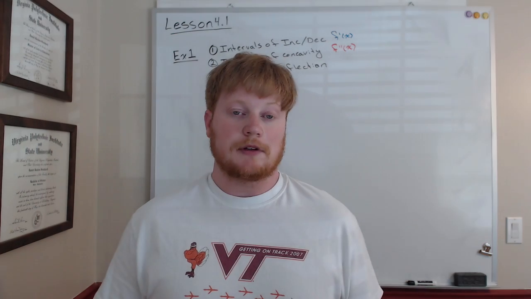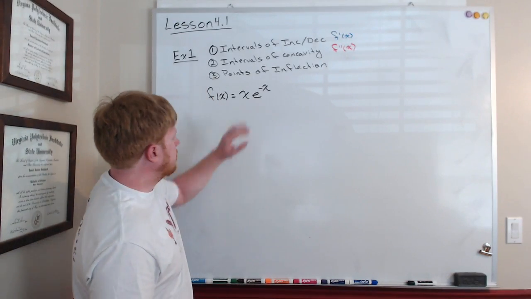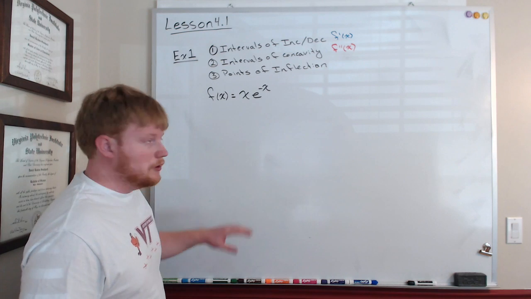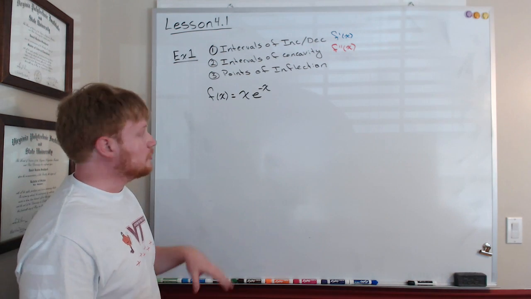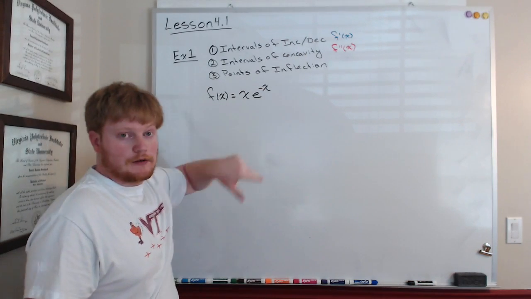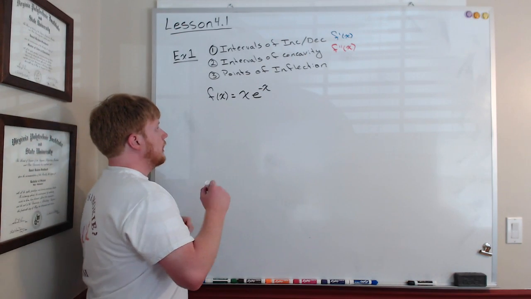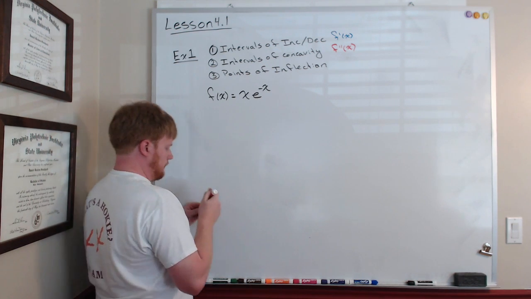Okay, so now for something a little more interesting. Something that's not like a polynomial function. Something like this. Though this isn't a polynomial function, all the rules from the previous examples still apply. Okay? So I'm going to use the first derivative to find intervals of increase and decrease, and the second derivative to find intervals of concavity.